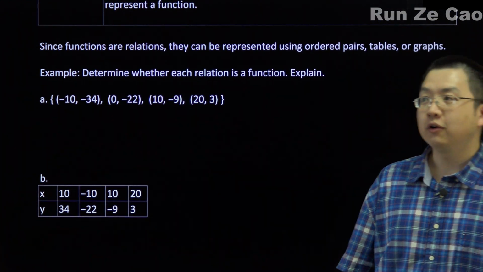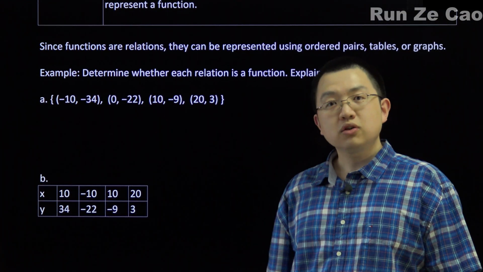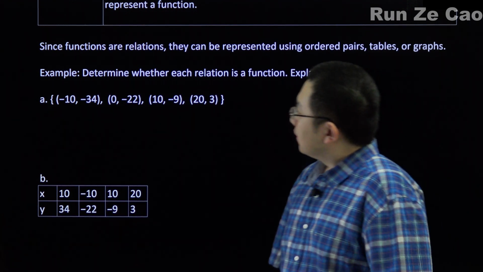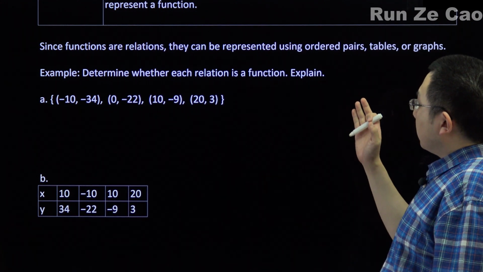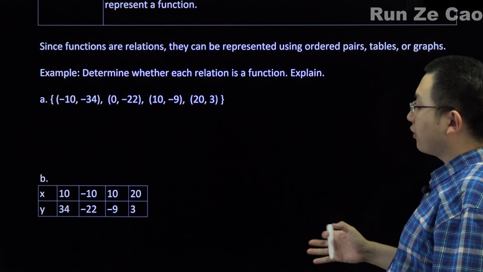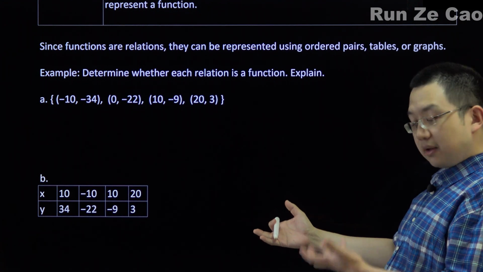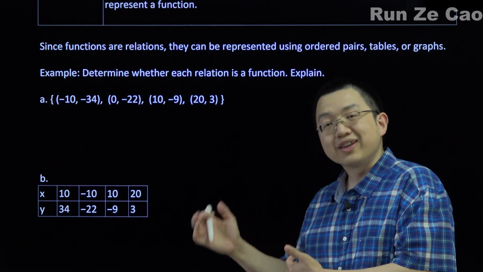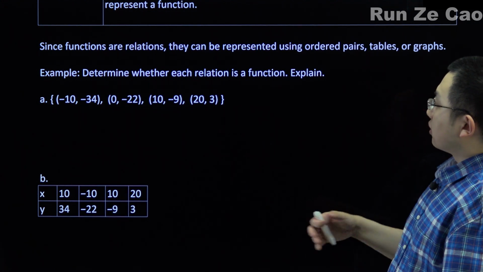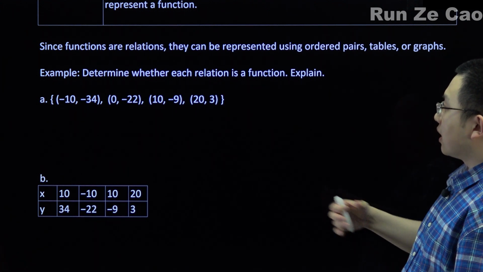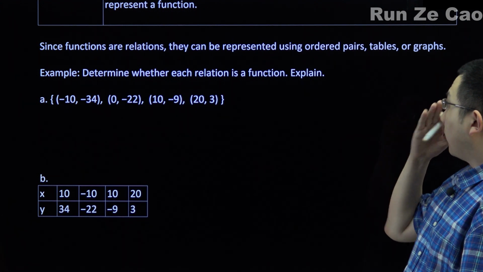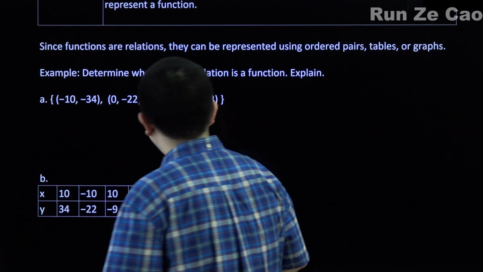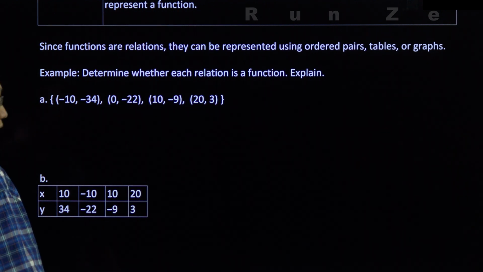The dependent variable changes when you change the independent variable. So, the dependent is like your output on a computer, and your independent is like your input. And then the computer does the function in between. So it transforms the independent variable to give you the dependent variable. Now functions are relations, so they can be represented using ordered pairs, so points, tables, or graphs.